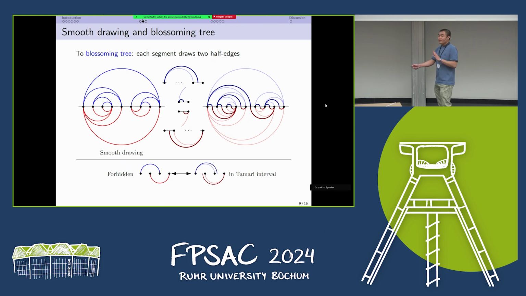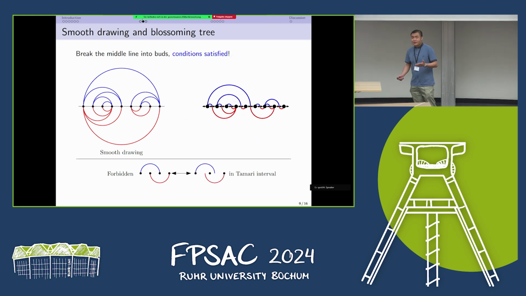And if we look at the forbidden pattern for smooth drawings, this will translate nicely into this, meaning that the forbidden pattern will be a blue half edge preceding a red half edge here, and they overlap on at least one node in the middle. Okay? And now we see that, in fact, this is a blossoming tree. We just need to break the middle line so that they are buds, and we can now check the conditions.